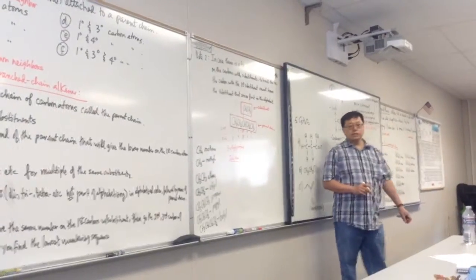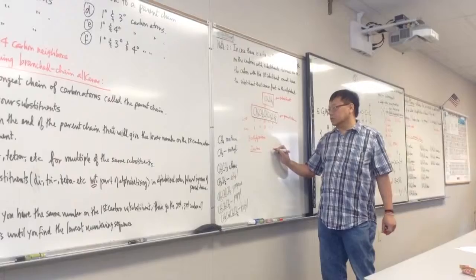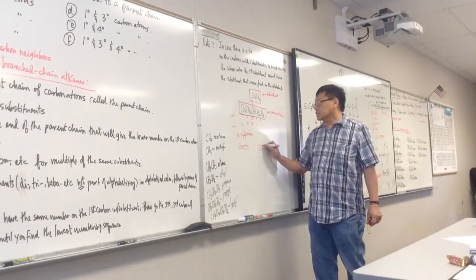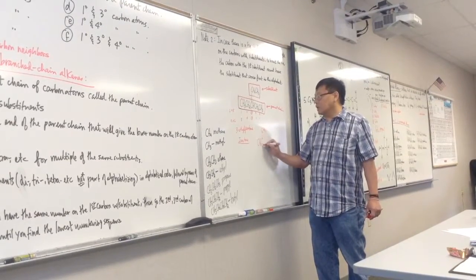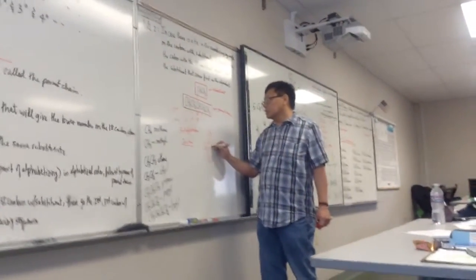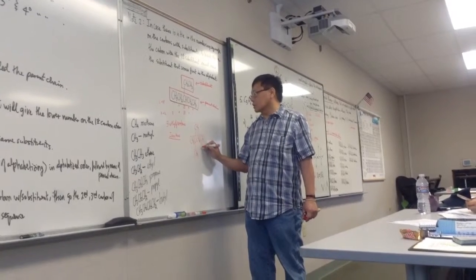How many carbons? 8 carbons. This is an isomer of octane. They call it isooctane because it's an isomer of octane. It's also made up of 8 carbons, but how those 8 carbons are arranged is different from the regular octane.